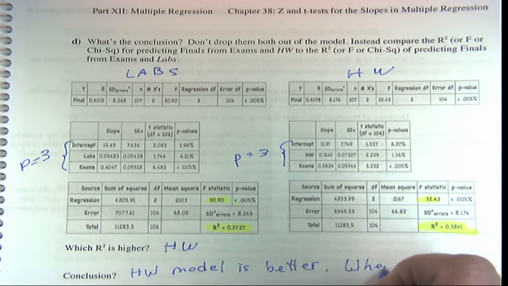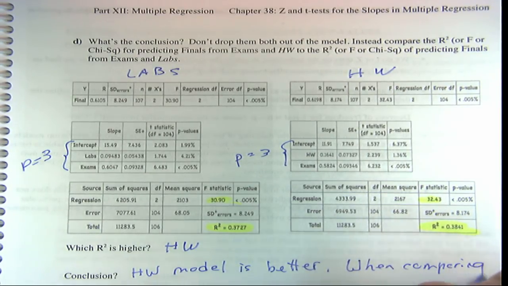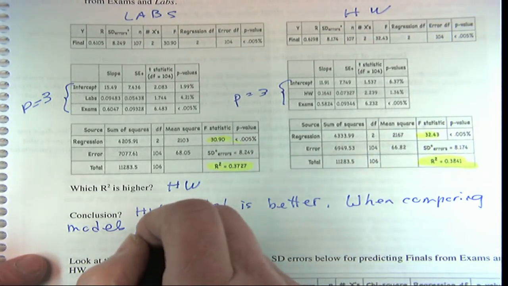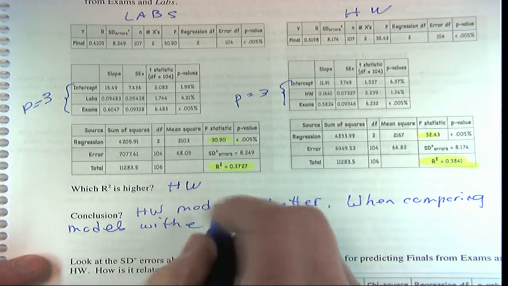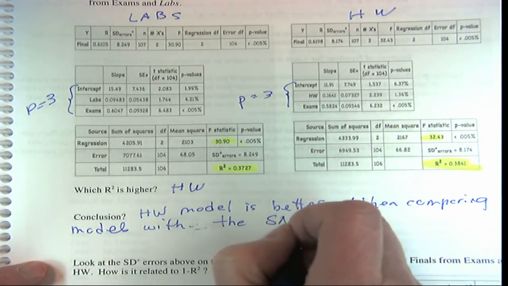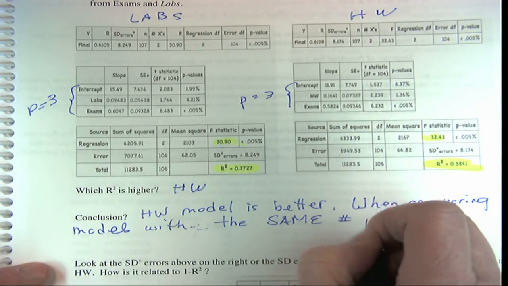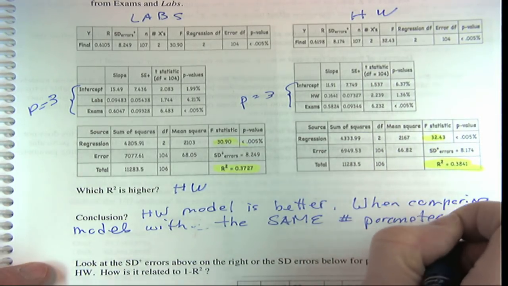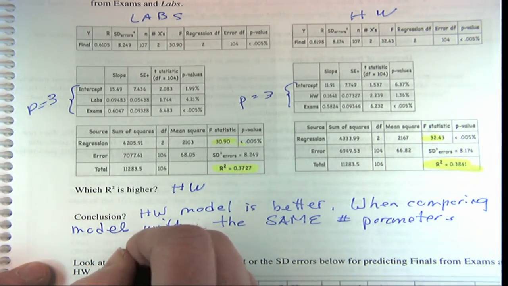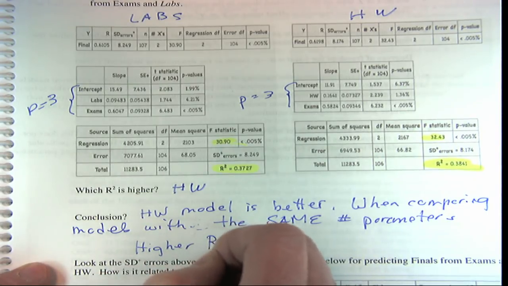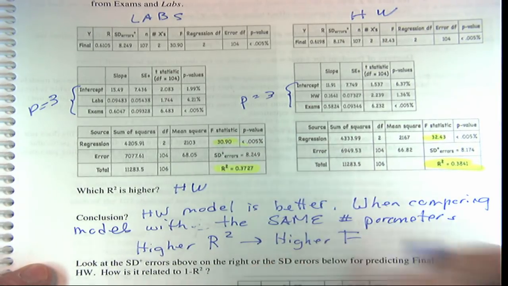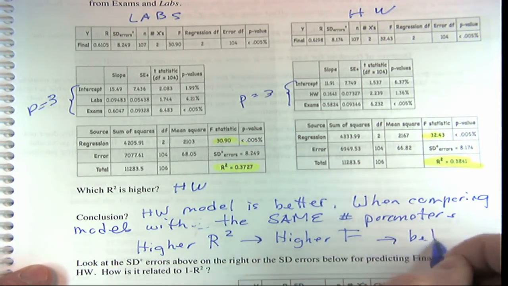When you're comparing models with the same number of parameters, like we are here, 3 and 3, then higher R squared also means higher F, right? It's going to mean higher F, and it's going to mean the better model.